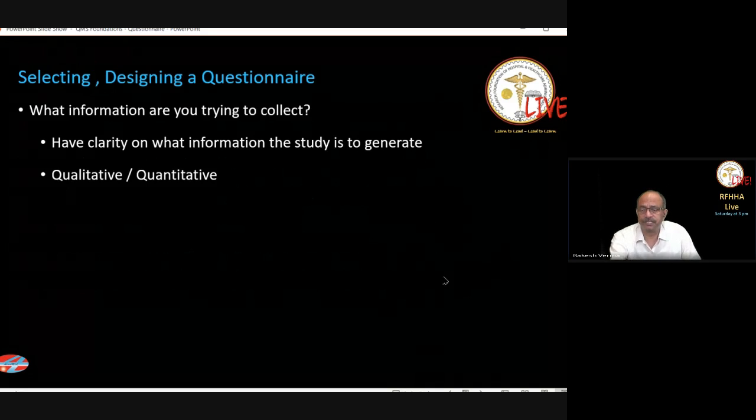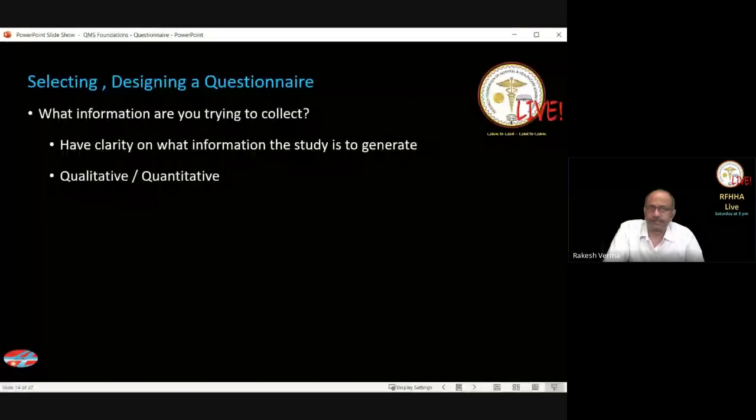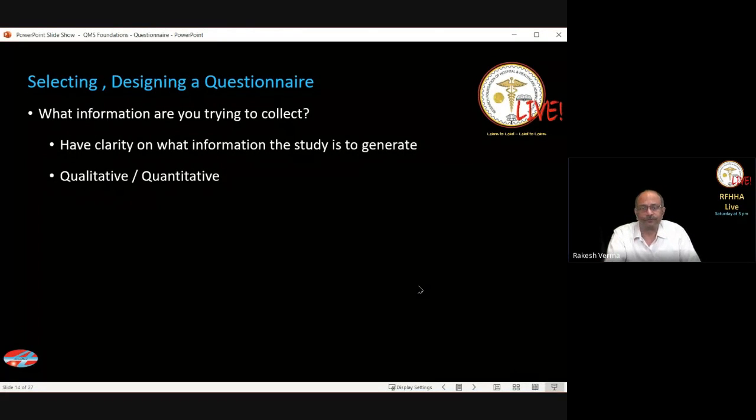Qualitative information is about when you ask questions where the answers don't give you a numerical value. For example, you are asking about a person's experience, or let's say quality of linen, or quality of interaction with the doctors or nurses. So there you may need qualitative parameters. You will have qualitative parameters to capture.